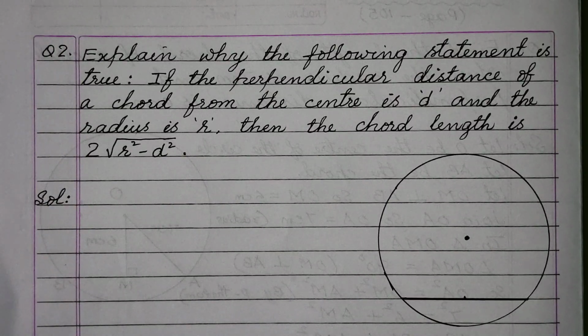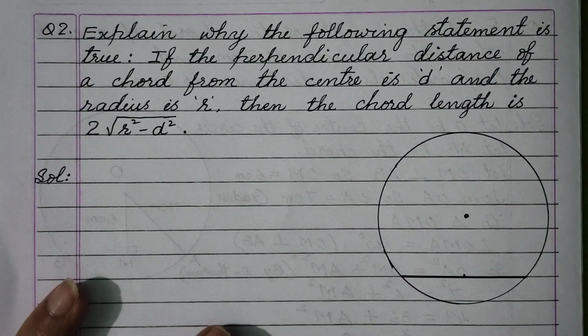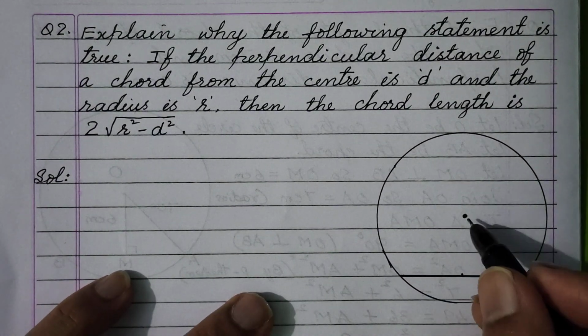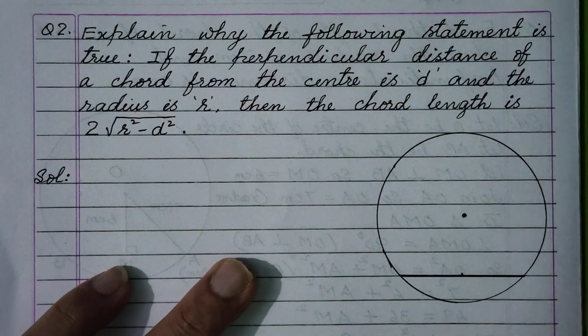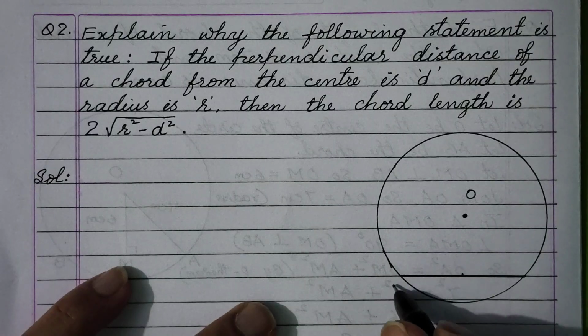So what does the statement say? Statement says if the perpendicular distance of a chord from the center is d and the radius is r, then the chord length is 2 root r square minus d square. So we'll take a circle here. Let this be the chord. Let this be the center. I am naming the center as O and naming the chord as AB.